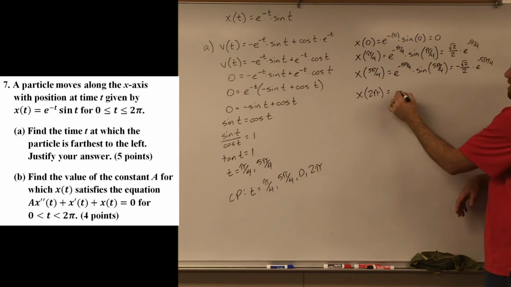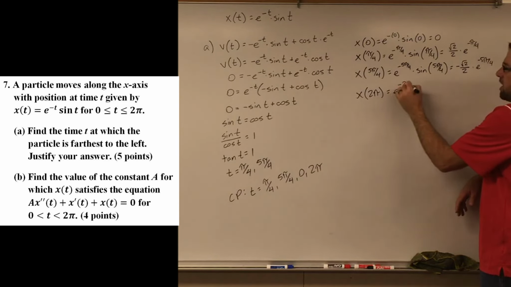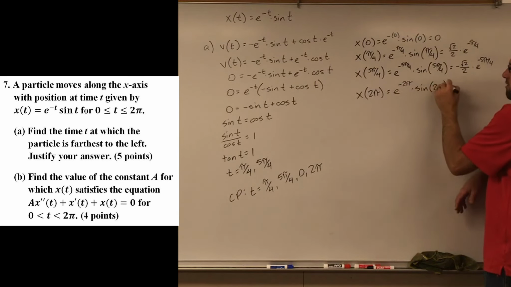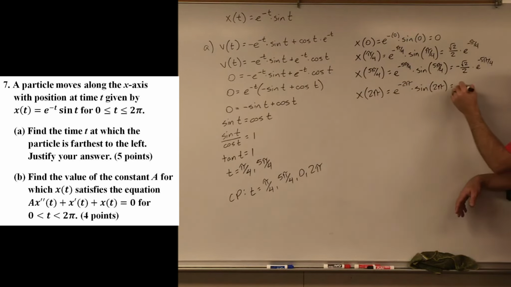Negative 5 pi over 4. And then e to the negative 2 pi times sine of 2 pi. What's sine of 2 pi? 0? Oh, that's nice.